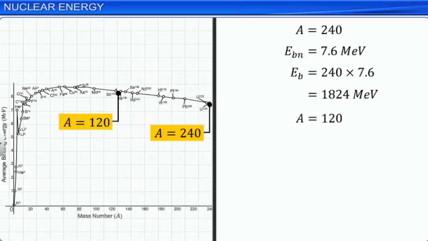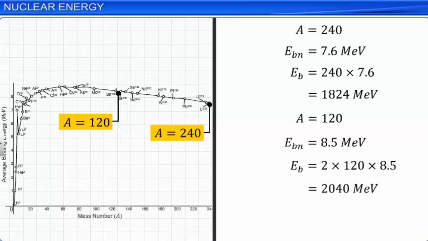From the graph, we find that for nuclei with A equal to 120, average binding energy is about 8.5 MeV. So, the total binding energy for the product nuclides is equal to 2 into 120 into 8.5, that is 2040 MeV for the two products put together. This shows that when a single nucleus of mass number 240 splits into two nuclei, the gain in binding energy is 2040 minus 1824, which is equal to 216 MeV.